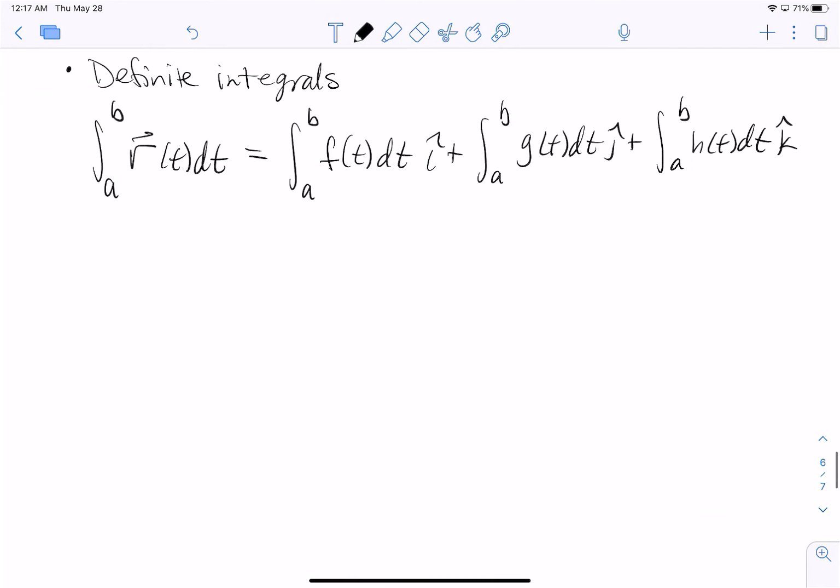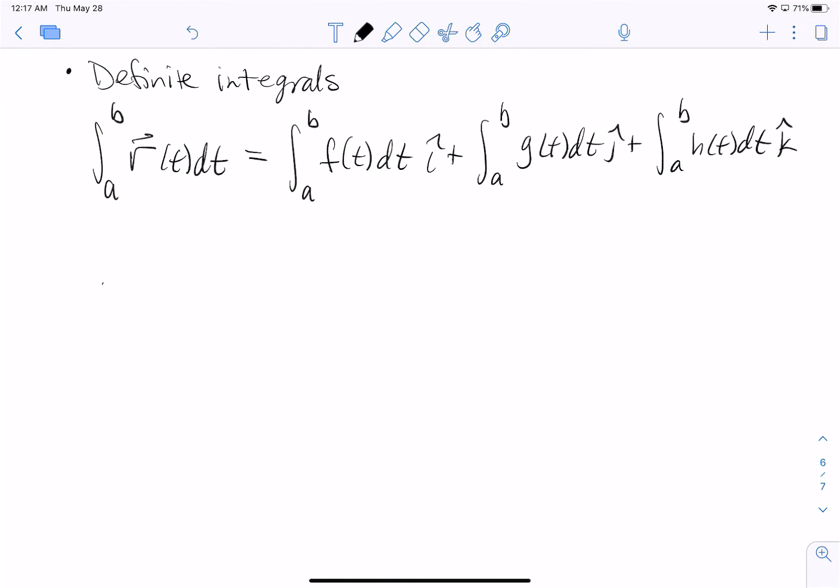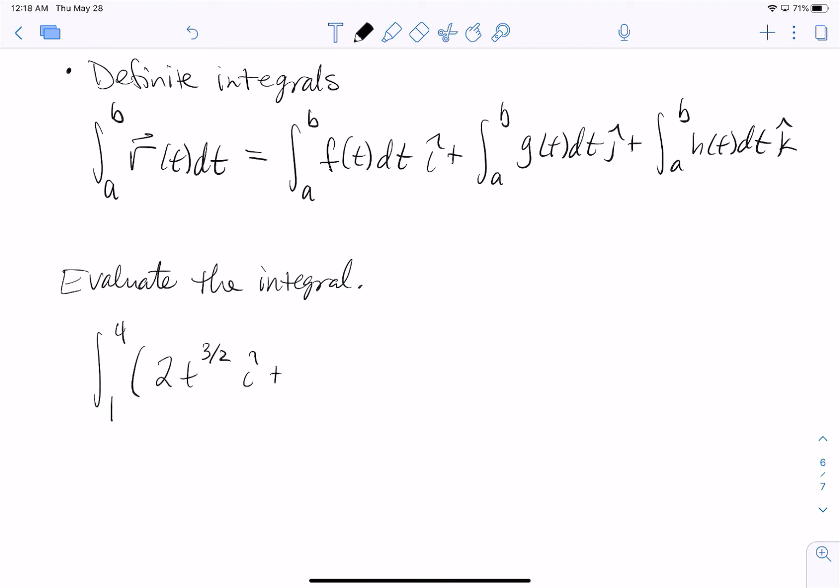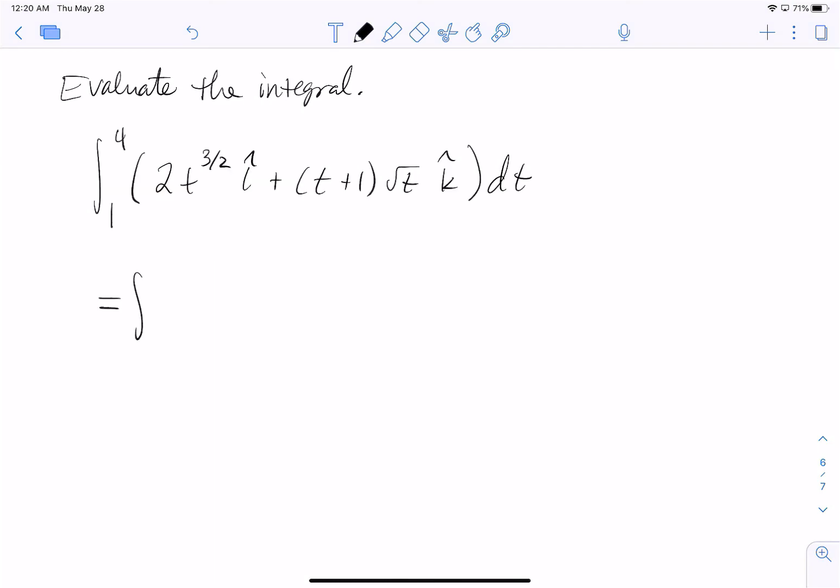We don't write down a constant in that case. And we'll just look at a quick example of a definite integral here. It's going to be the integral from 1 to 4 of 2t to the 3 halves i plus the quantity of t plus 1 times the square root of t k dt. First, I'm going to simplify the k component of the integrand. So this will become the integral from 1 to 4 of 2t to the 3 halves i plus the quantity of t to the 3 halves plus t to the 1 half k dt.